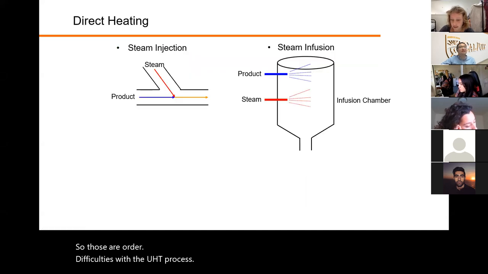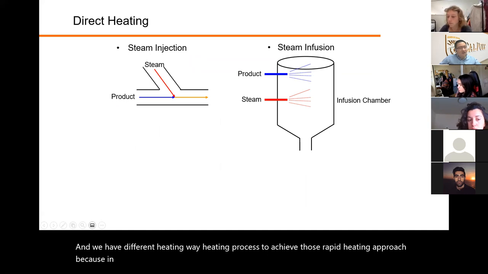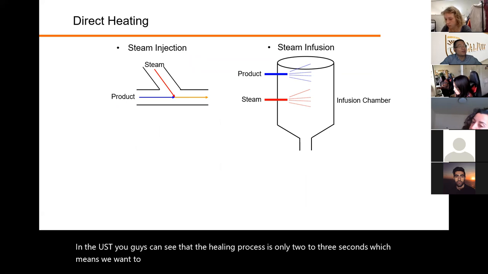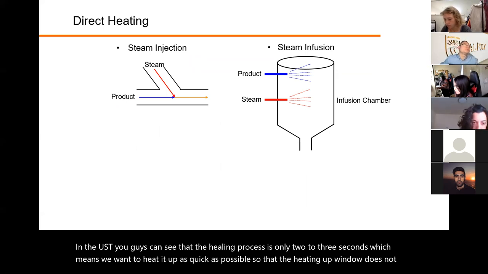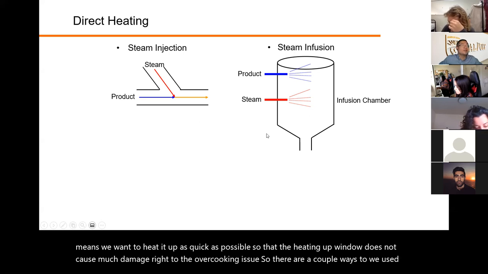And we have different heating processes to achieve rapid heating, because in UHT, you can see that the heating process is only 2 to 3 seconds, which means we want to heat it up as quickly as possible so that the heating-up window does not cause much damage, right, to the overcooking issue. So there are a couple of ways we use to heat it up quickly.